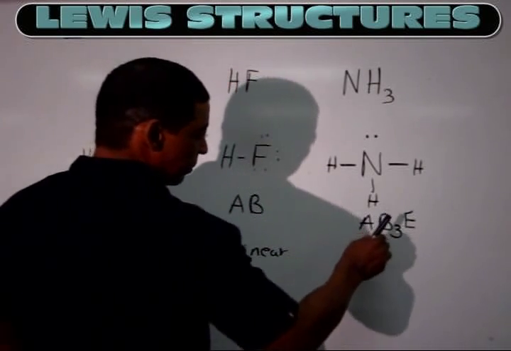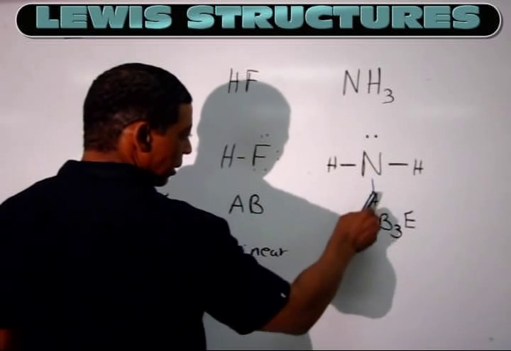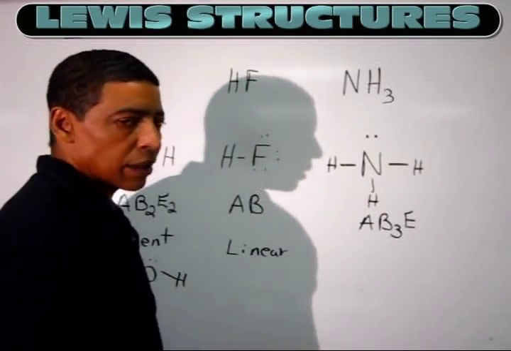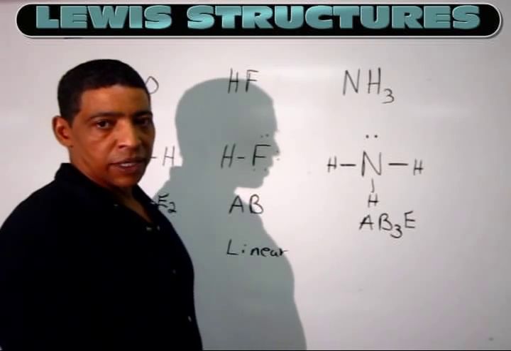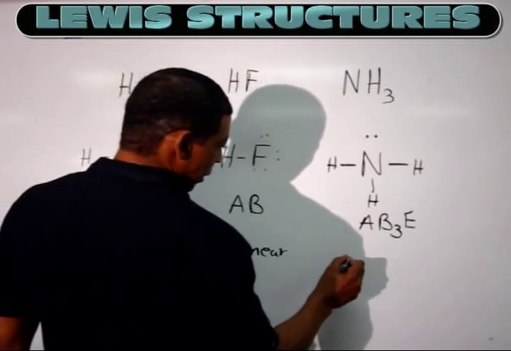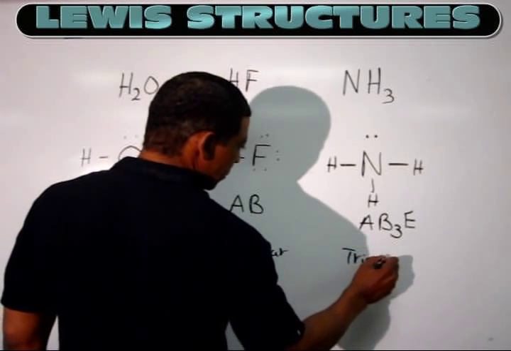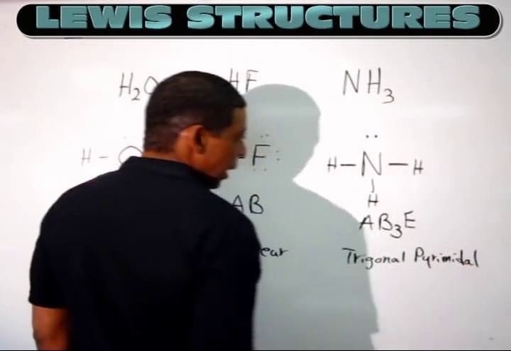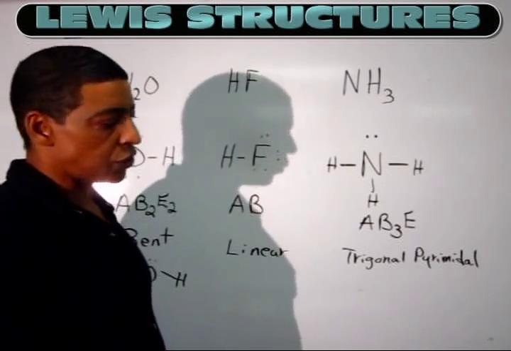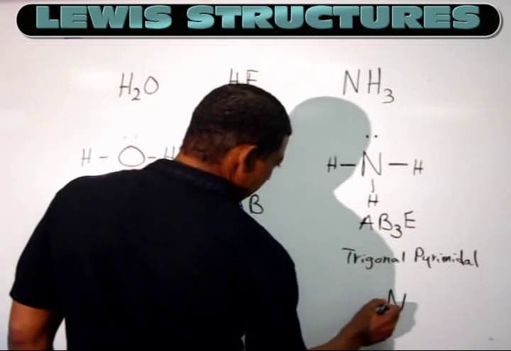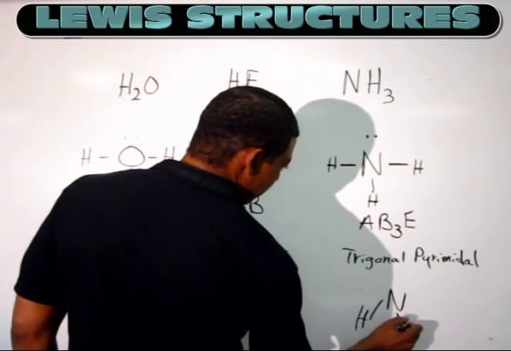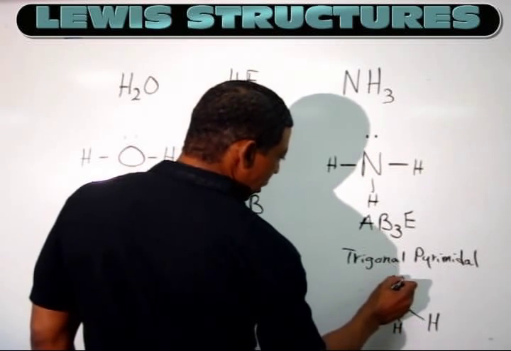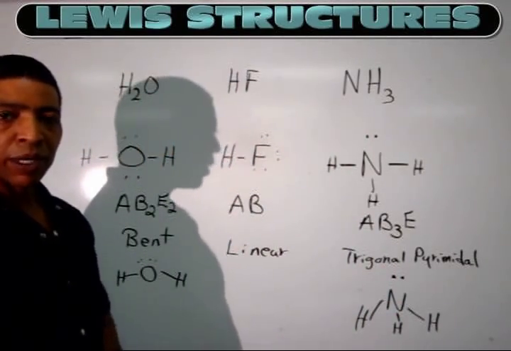In the case of ammonia, where A is bound to three other atoms with one lone pair of electrons, the shape will be trigonal pyramidal. And when writing the proper Lewis structure for ammonia, the H's are written slightly beneath the equatorial plane. And the two unshared electrons are written above the structure.